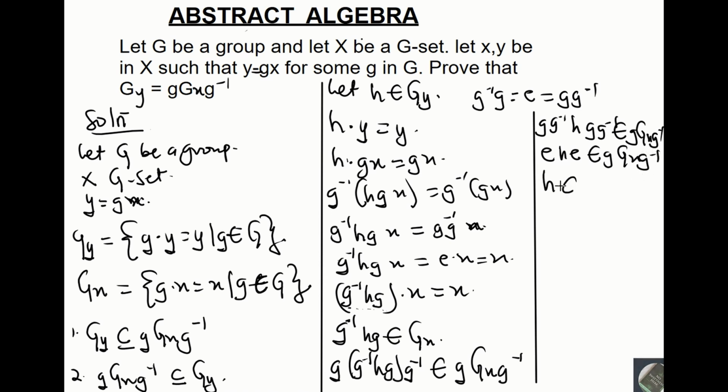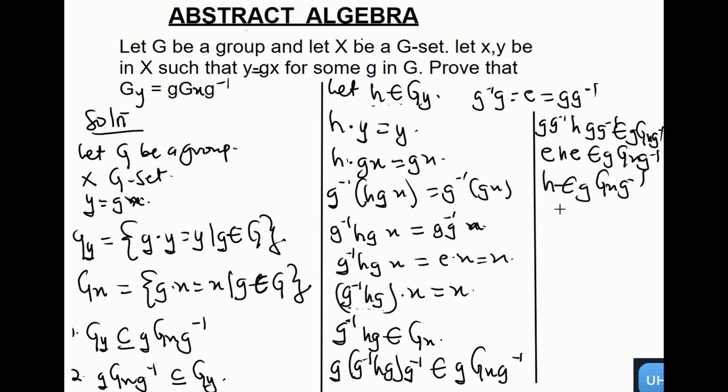So we have our h is in what? Our G Gx G inverse. But we know that our h was picked from Gy, which is the stabilizer of y. Our h is in Gy, the stabilizer of y. But at the end, we are seeing that our h is in what? G Gx G inverse. It's in G, the stabilizer of x, and G inverse.